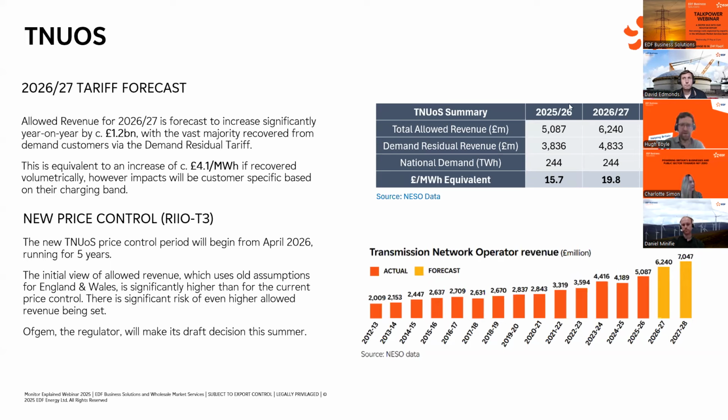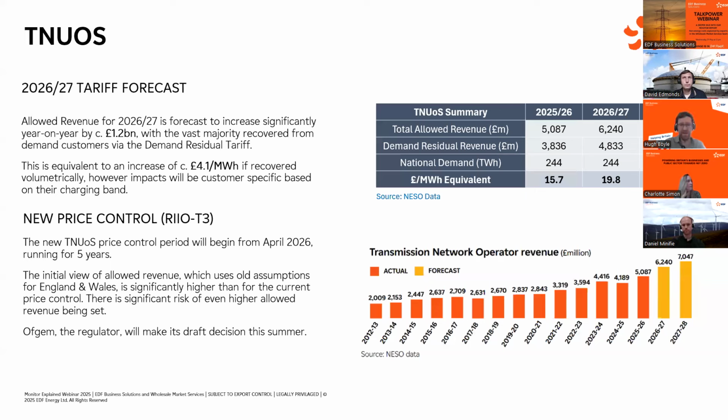But just to give a very quick, simplistic view of what that means to customers' bills, if you were to take that extra £1 billion and smear it over national demand as if it was a volumetric pound per megawatt hour charge, you're looking at about a £4.10 per megawatt hour increase in TNUoS costs, which is a very healthy 26% year on year.